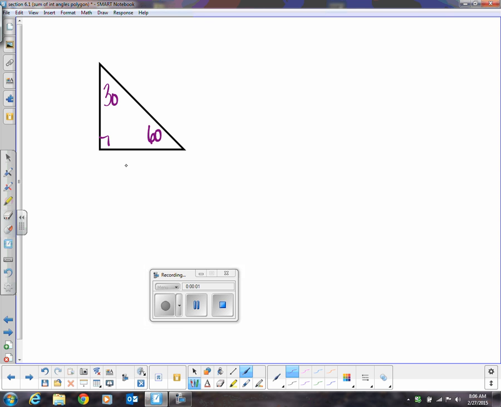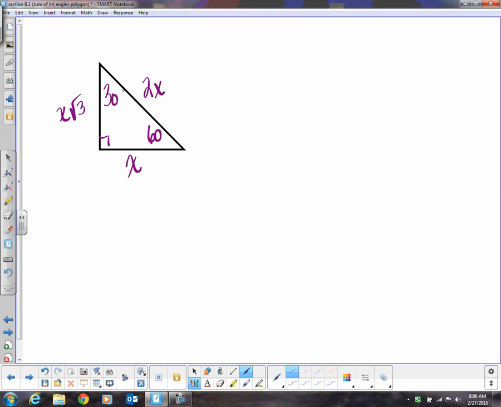So opposite 30 is x, opposite 60 is x square root of 3, and opposite 90 is 2x. If you do write these today, write these tomorrow, write these Sunday, write these Monday, you got to do it a lot. All right. The other one is our 45, 45, 90.